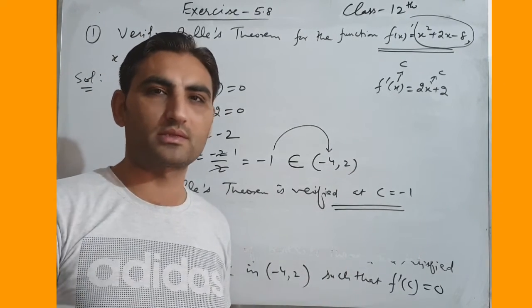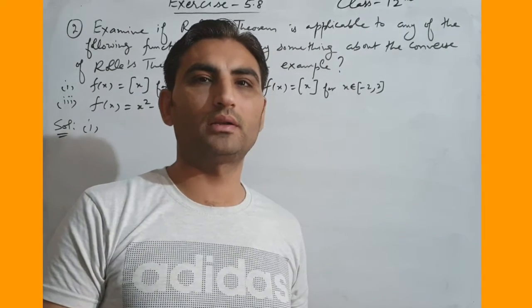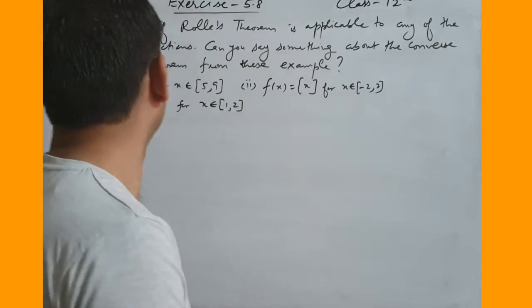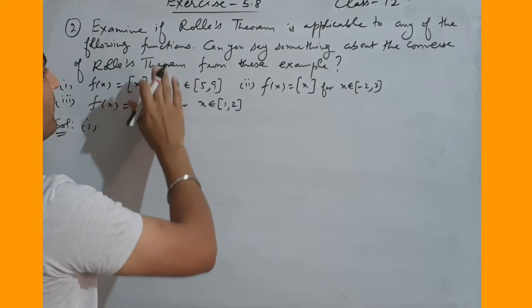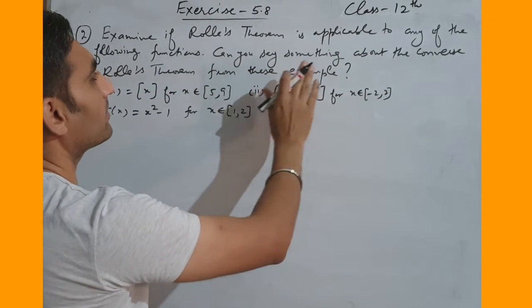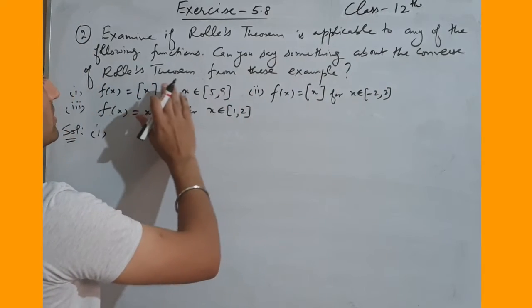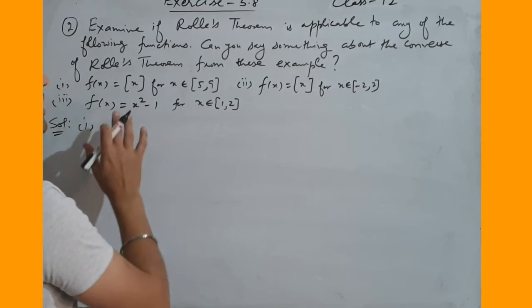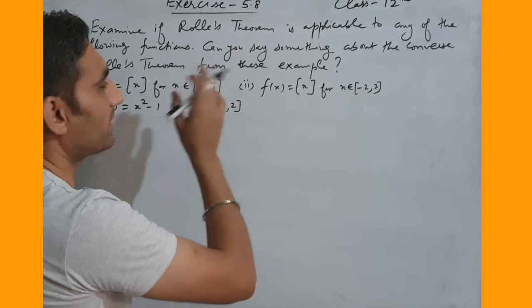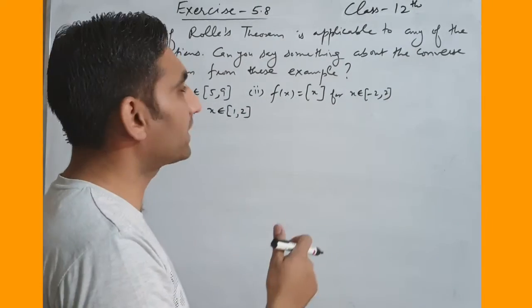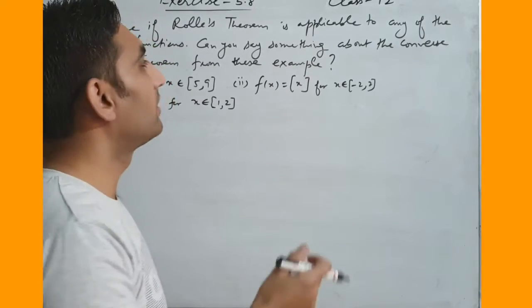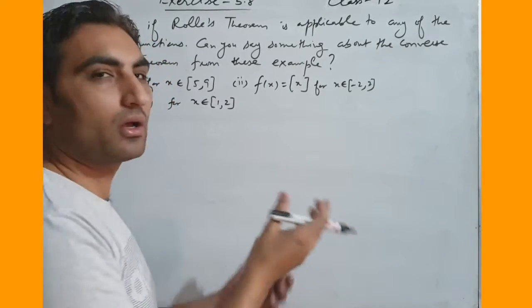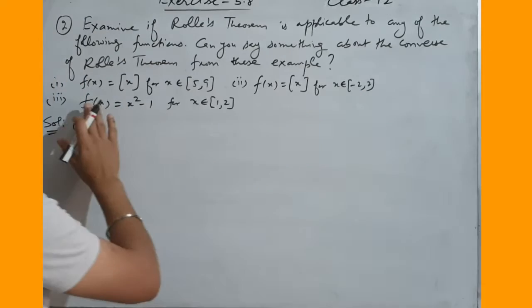See what is given next. Students, our next question number 2 is: examine if Rolle's theorem is applicable to any of the following functions. Can you say something about the converse of Rolle's theorem from these examples? Means you have to check whether Rolle's theorem is applicable or not, and after that you have to write about the converse of Rolle's theorem also. Will that be possible or not? So the very first thing, we will start from part number 1.